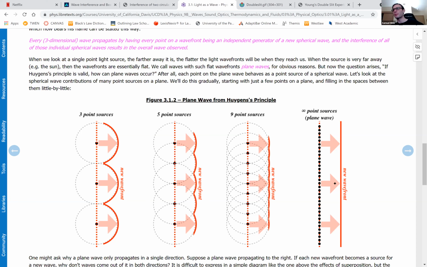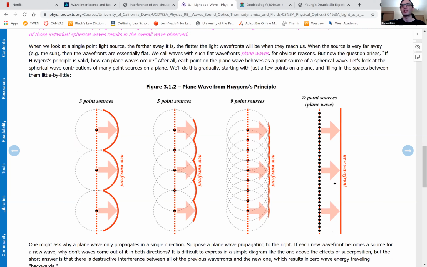The wave doesn't propagate backward, basically, because of interference from previous wavefronts and the wave itself. So you might think that the waves in the back of the 9-point source would constructively interfere and would travel in both directions, but the wavefronts from the previous thing would destructively interfere with that. So that's why you don't get waves traveling in both directions. And you can do this with really any sort of phenomenon. I'm not going to draw that.